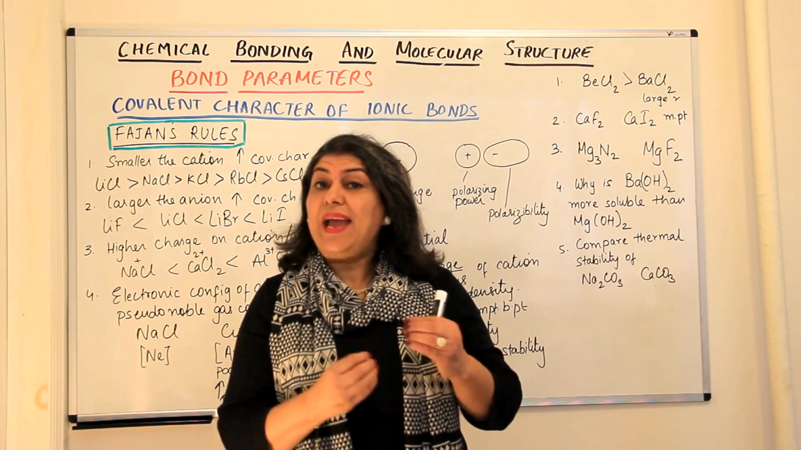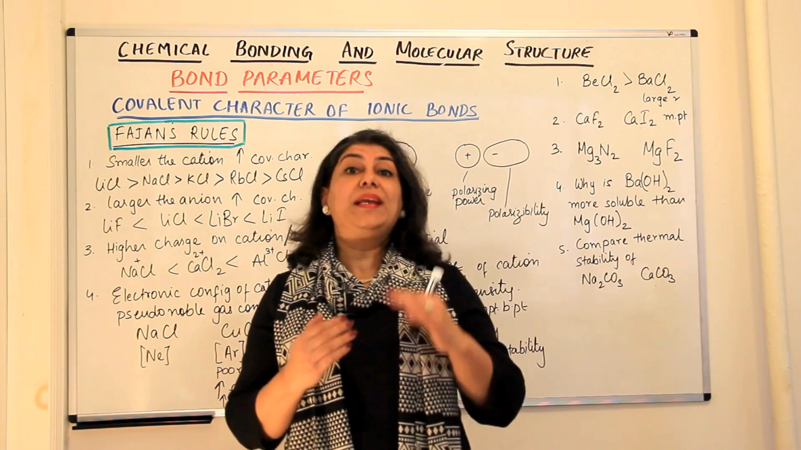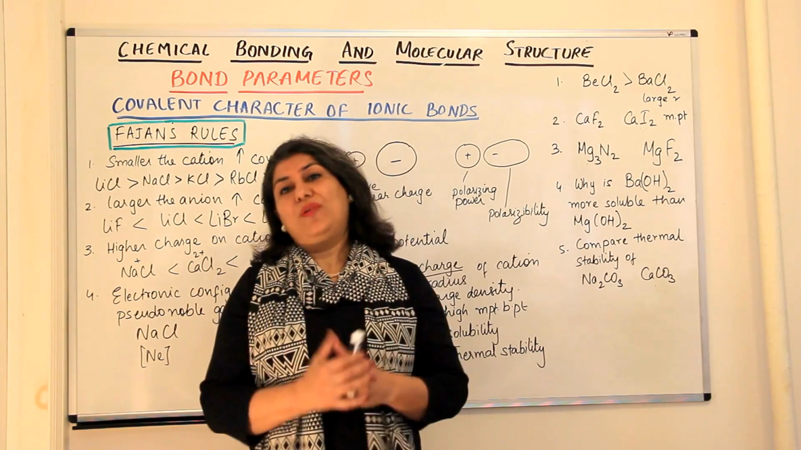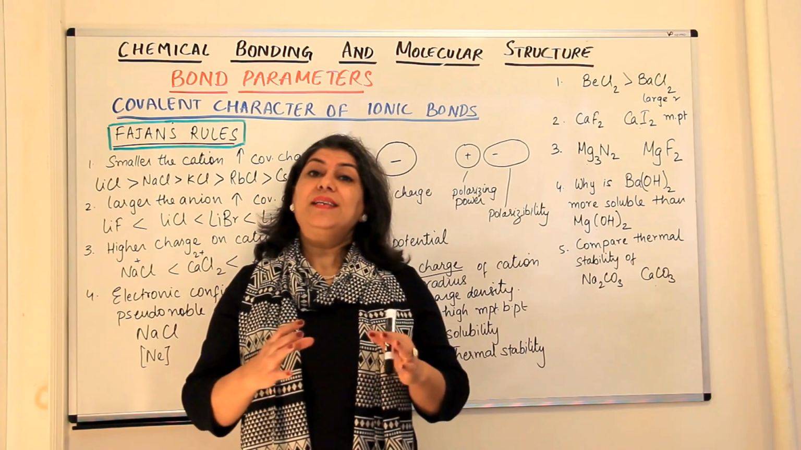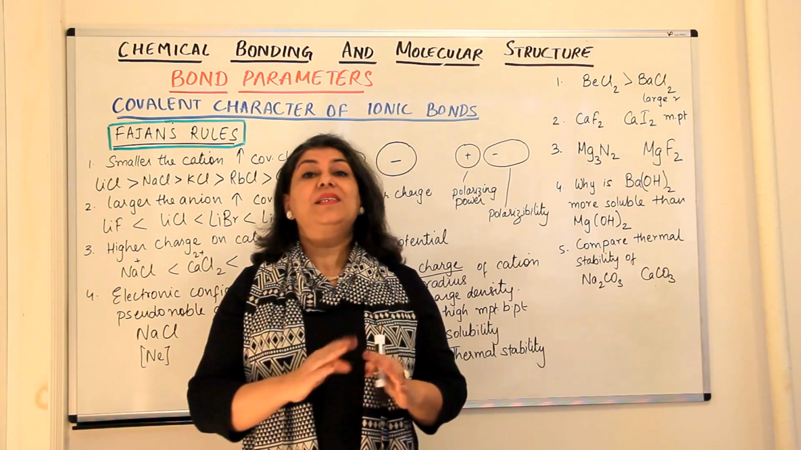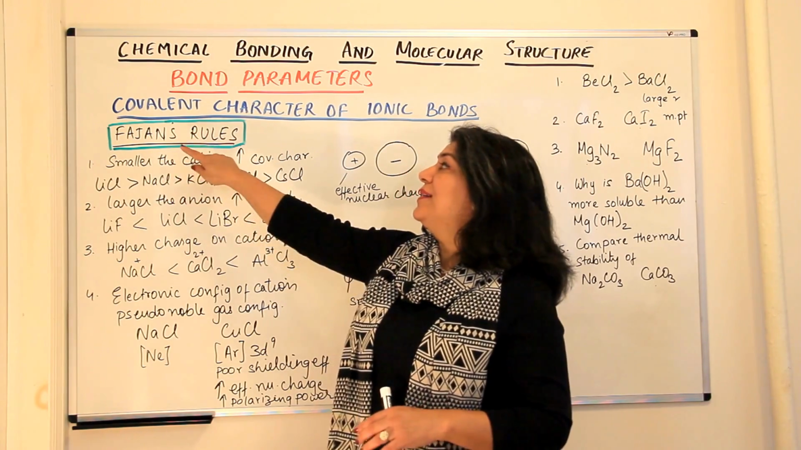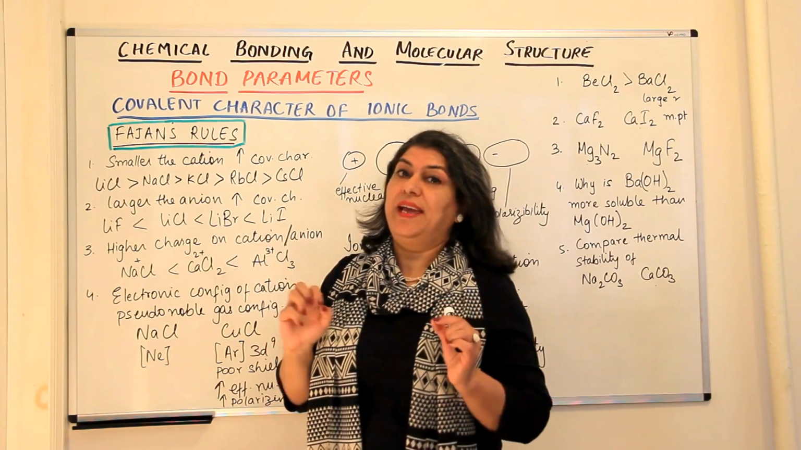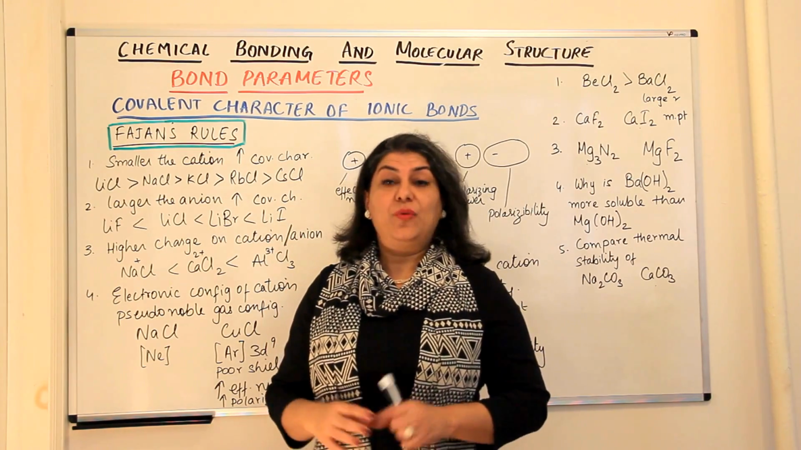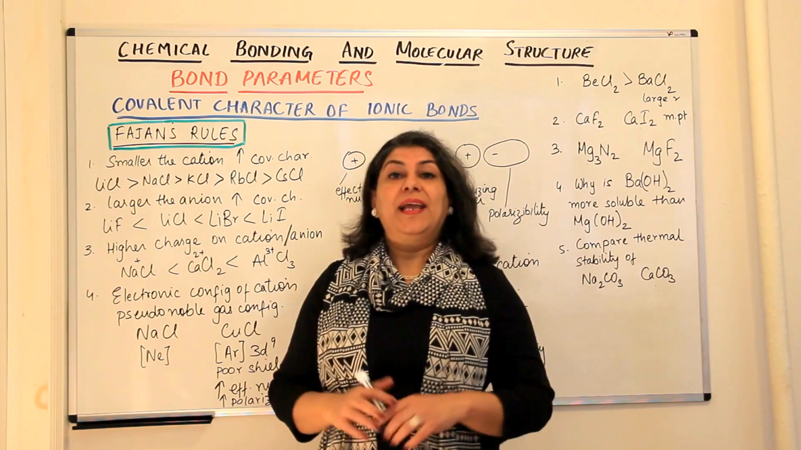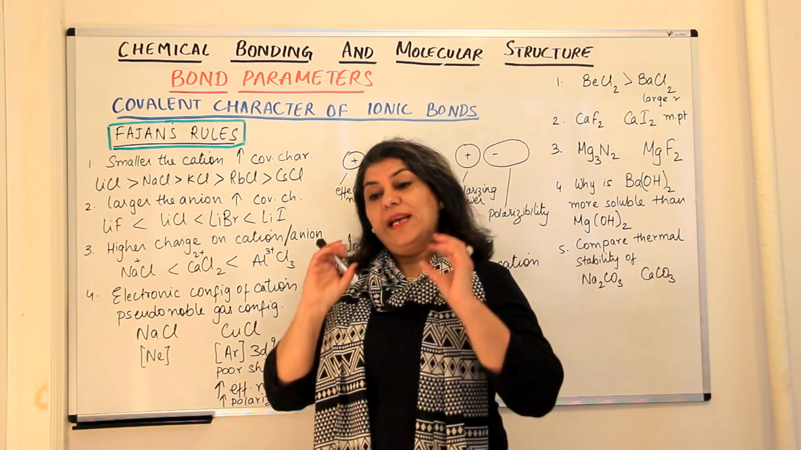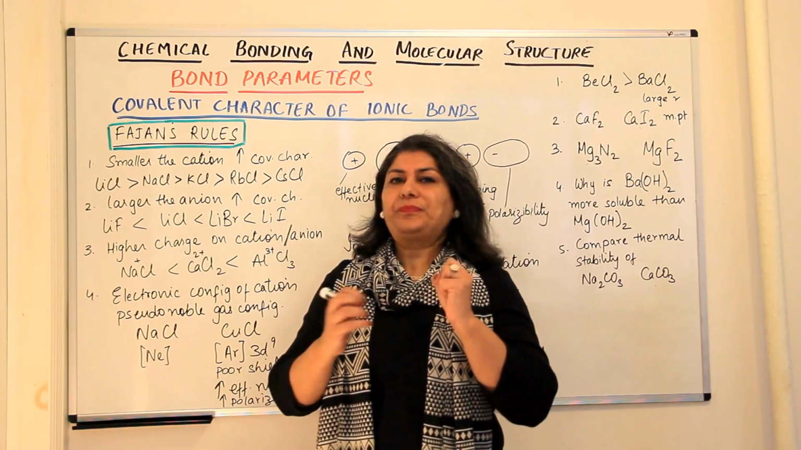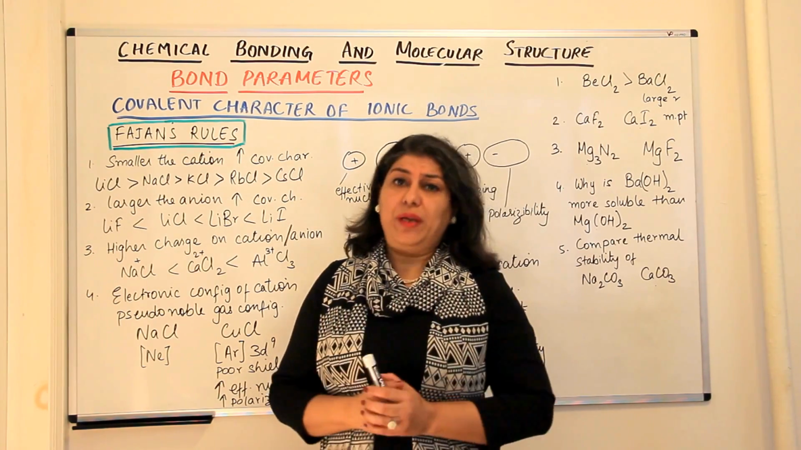And you can measure this covalent character, you can identify it, and you can understand what could be the reason for this covalent character. This character was explained by a set of rules given by a scientist called Fajan. The spelling is Fajan, but it's pronounced differently. We call them Fajan's Rules. But before I come to Fajan's Rules, let me explain what is the cause of this covalent character in ionic bonds.